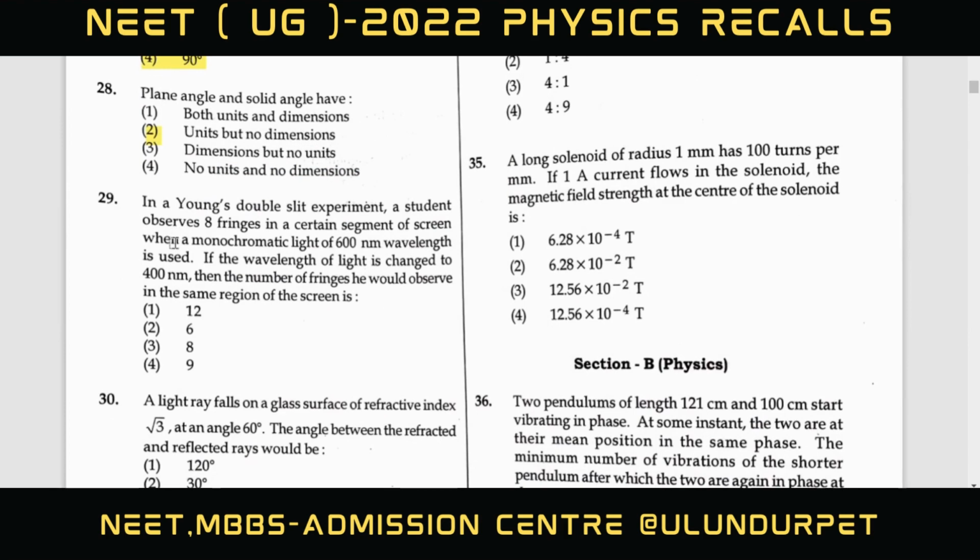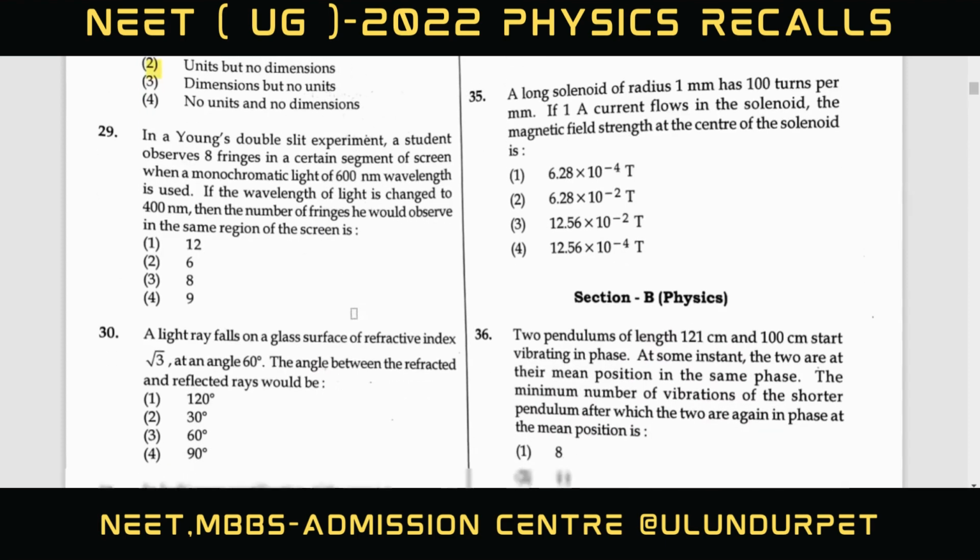29. In a Young's double slit experiment, a student observes 8 fringes in a certain segment of the screen when monochromatic light of 600 nanometer wavelength is used. If the wavelength of light is changed to 400 nm, then the number of fringes he would observe in the same region of the screen is? The option is 1.